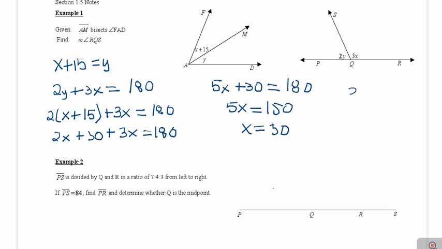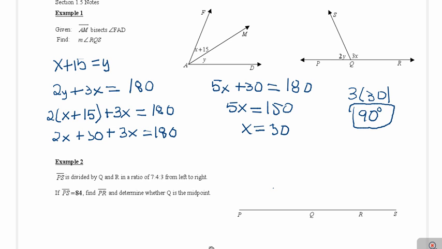Okay, you should have been able to solve this system and get x equals 30, but it wants you to find the measure of angle RQS. So make sure you take that 3 and multiply it by 30. You have to plug it into the 3x. So 3 times 30 is 90 degrees.